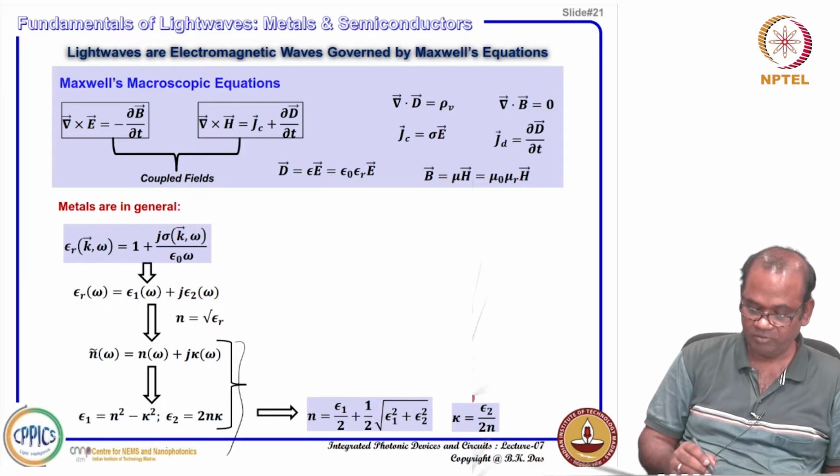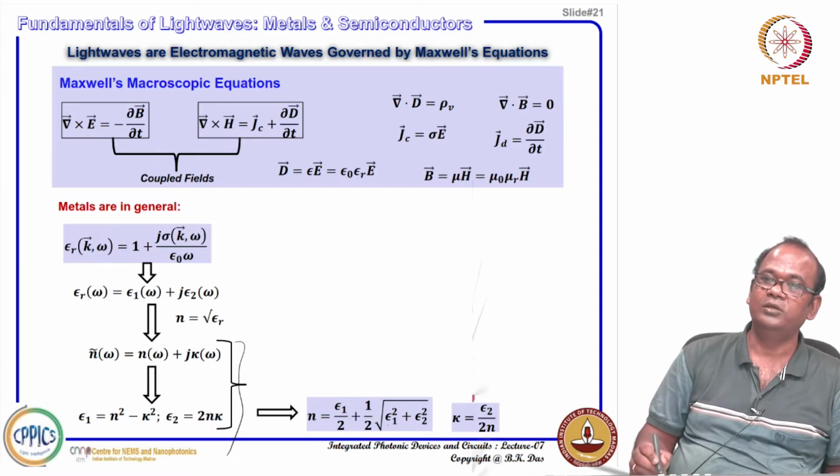you can try to find out only this one. I think this one is actually sufficient: n square minus k square equals epsilon 1, and epsilon 2 equals 2 n k. You can try to find out what is the value of n. So, n can be written simply, just a little bit of algebraic step. You can find out n in terms of epsilon 1, epsilon 2.